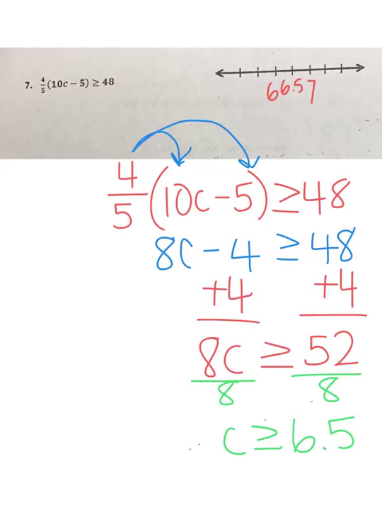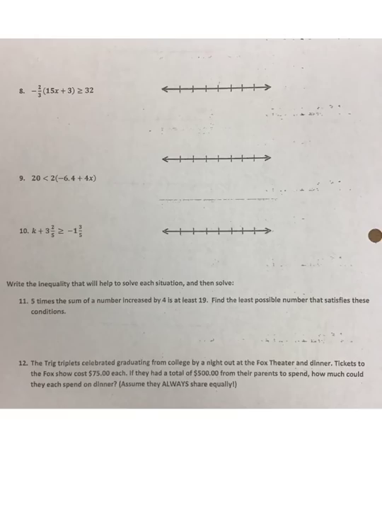So now let's go up to our graph. We know it's a greater than or equal to sign, so our circle needs to be filled in. And it says c is greater than or equal to 6.5, so we need to take it to the right. Go ahead and try numbers 8 through 12 on your own, and then check back with the video to check your answers.